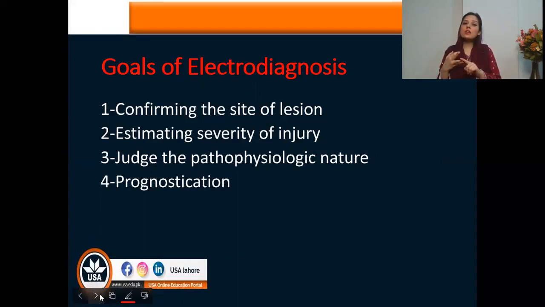We want to estimate the severity of the injury. The next goal is to judge the pathophysiological nature: what is the pathophysiology of that lesion? And lastly, we want to know the prognosis, I mean what possible prognosis we can expect. Through electrodiagnosis we will be able to know whether this lesion will give us a good prognosis or a bad prognosis.